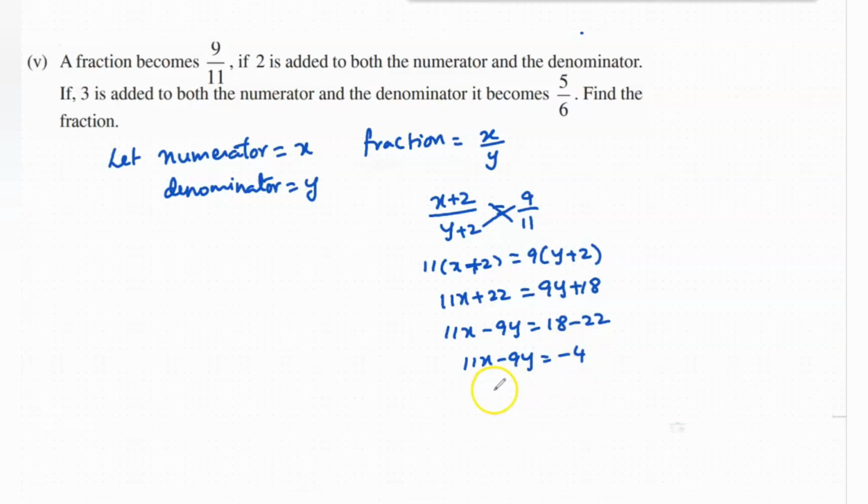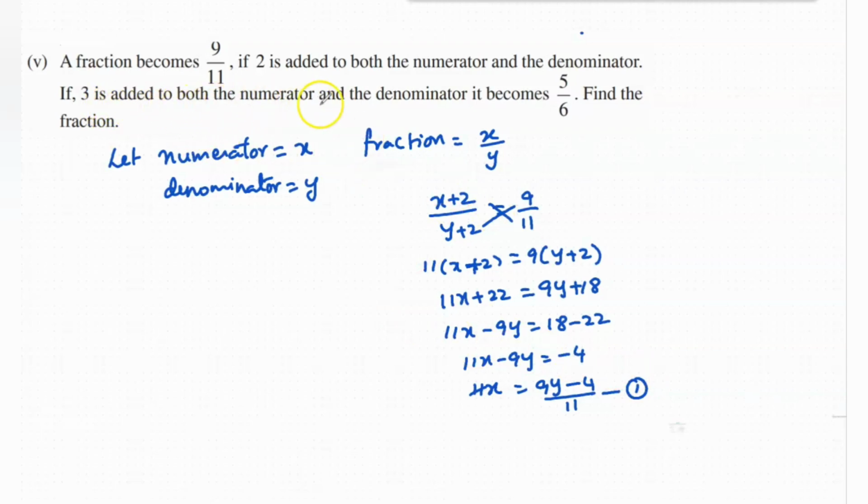So, from this, let us take the X value. So, let us take X out. So, 11X is equal to 9Y is on that side, positive 9Y minus 4. And X is equal to, by 11, you write 9Y minus 4 by 11. This is equation 1. Now let us take equation 2, by taking the second condition.